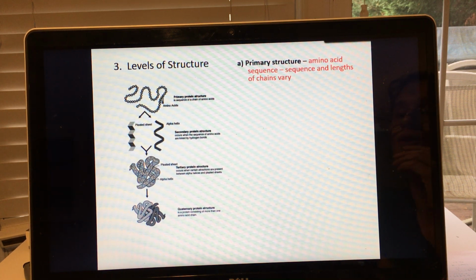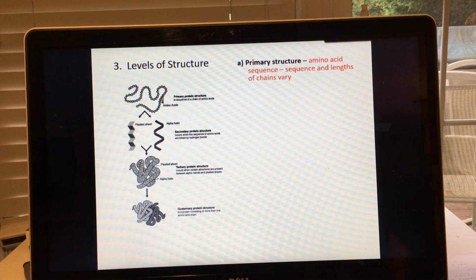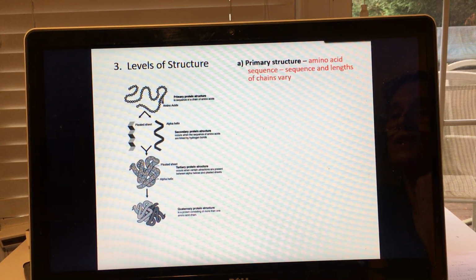Now, if you imagine that there are 20 different amino acids and all kinds of different lengths and sequences of amino acids, then you'll understand why there's a wide variety of proteins that can possibly be made and are made in nature. Now, be careful because students sometimes want to say, when they're comparing one protein to another, that it's made of different types of amino acids. And that's just not true. All of the proteins in nature are made of the same 20 amino acids.